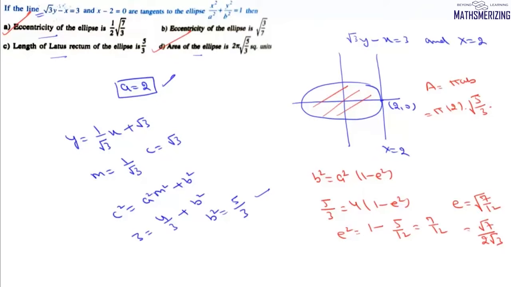And finally, we need to find the length of the latus rectum. The length of the latus rectum is 2b square upon a. So it will be 2, and now what's b square? b square is 5 by 3. The value of a is again 2. So the length of the latus rectum is 5 by 3, and that's your option number C. So for this question, options A, C and D are correct.